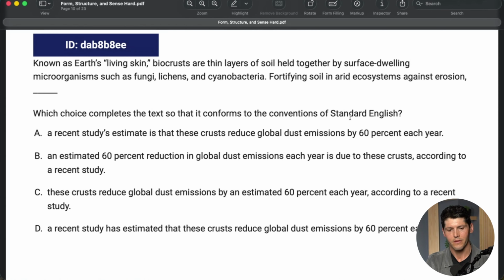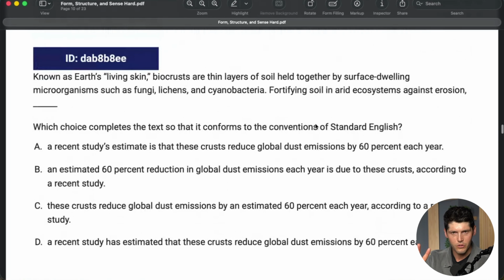So let's go. The first thing we're going to look at is this thing called form, structure, and sense. That's one of the two subcategories of standard English conventions. And there's basically two types of questions here. There's verb questions, and then there's this other thing called modifiers. So the first question you're seeing here is a modifier.